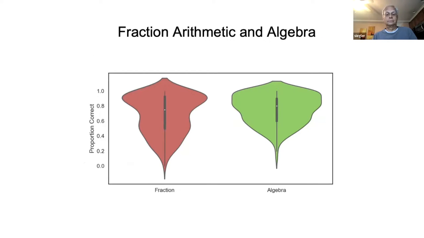Here's another violin plot for the more advanced mathematics tasks, fraction arithmetic and algebra. Because these tasks are non-speeded, the y-axis here shows the proportion correct. Based on the violin plot, on average, students did pretty well on both of the tasks, given that the median is close to 80%. However, if you take a look at the range of performance as well as the overall shape of these violin plots, there was a lot of variability in scores, showing that some of the students really struggled with these tasks.